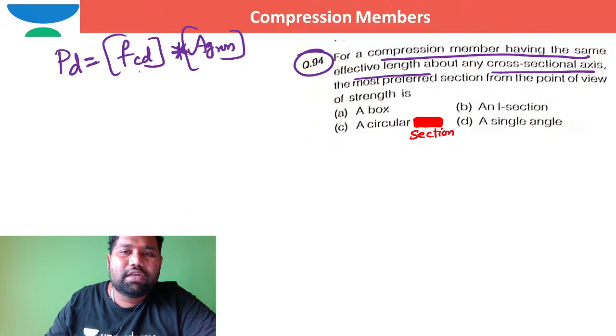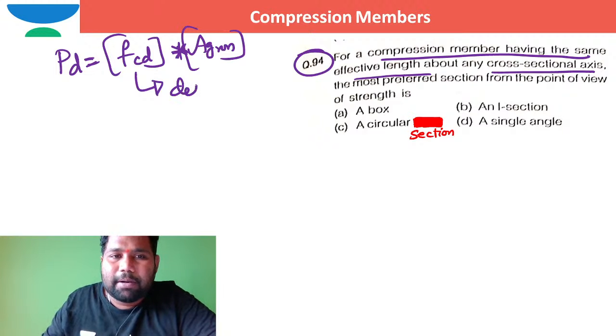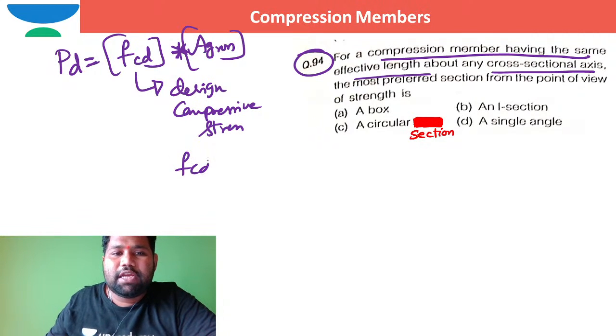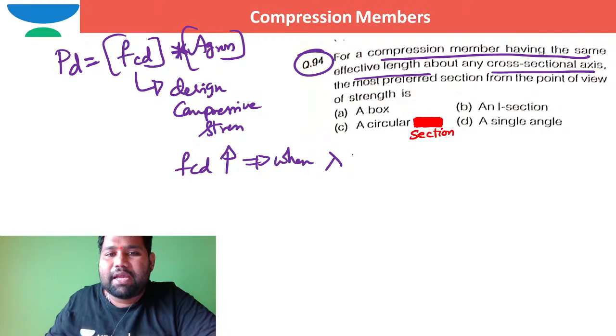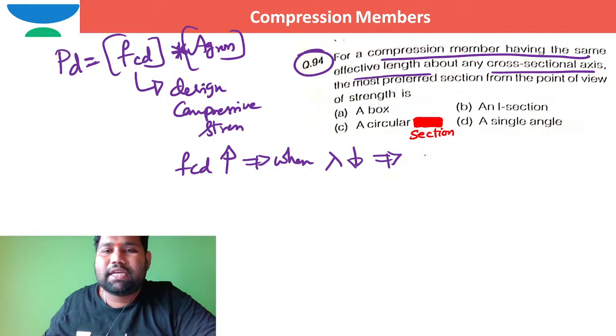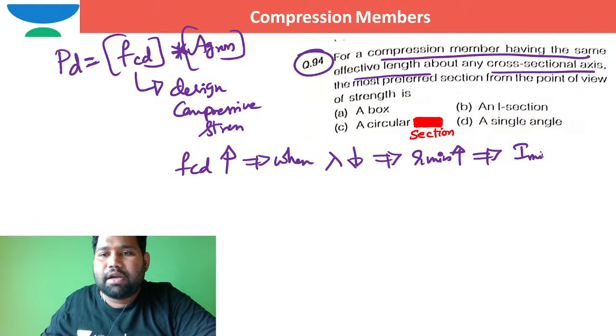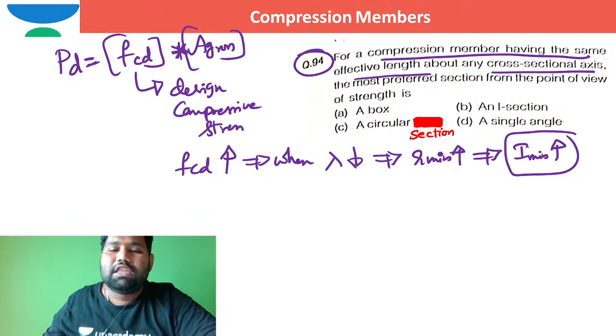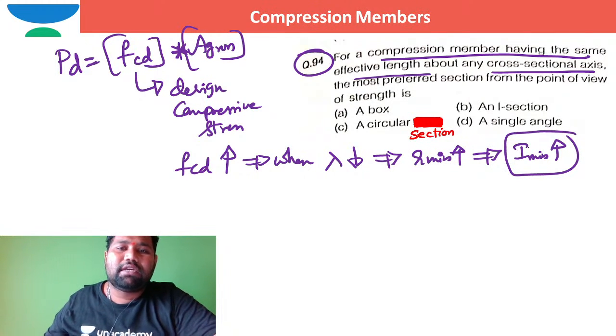For which element is this FCD, the design compressive stress, more? This FCD is increased when lambda is decreased. In which case is lambda decreased? When lambda is decreased, r minimum is increased. When r minimum is increased, the minimum moment of inertia will also increase. In which case is the minimum moment of inertia increased?